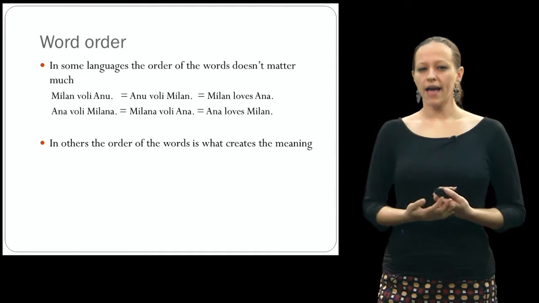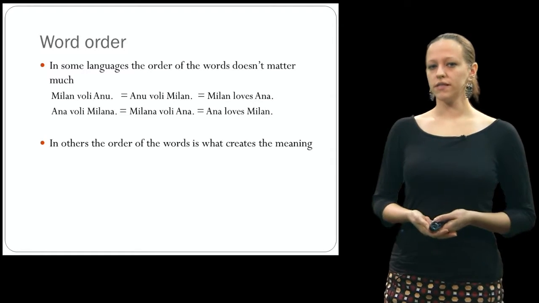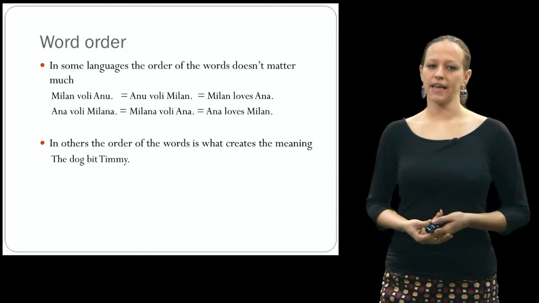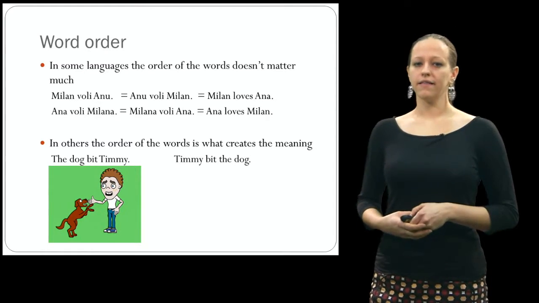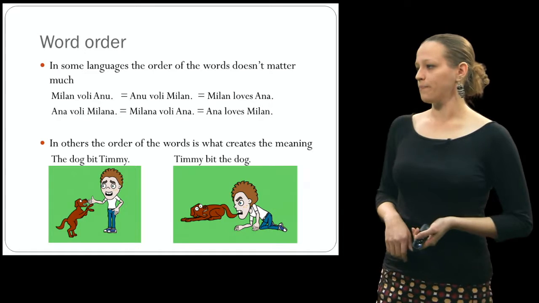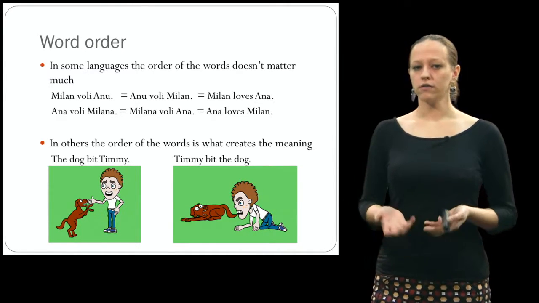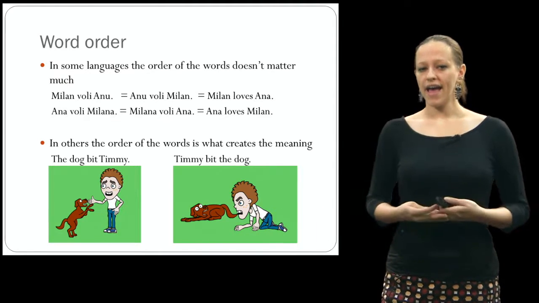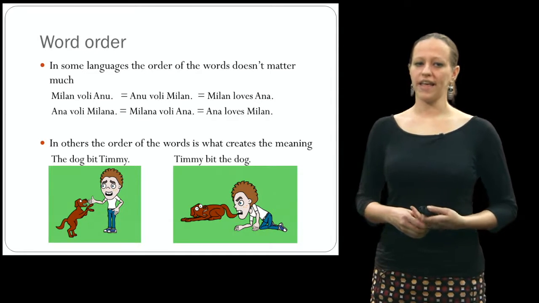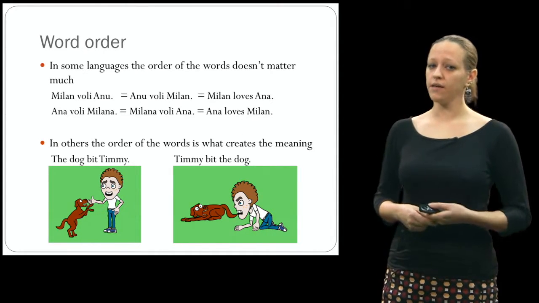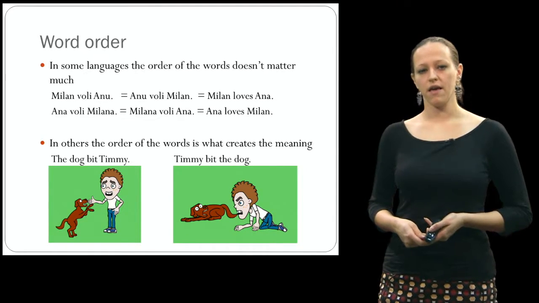While if we look at English, or in some other languages as well, the order of the words is what creates the meaning. If we say the dog bit Timmy, it is a very different thing than when Timmy bit the dog. We can see that there is no difference in the form of the words, dog, dog, Timmy, Timmy, and the difference in meaning is created by the position of the word in the sentence. So the dog bit Timmy, dog is doing the biting, Timmy bit the dog, Timmy is being abusive to the dog.